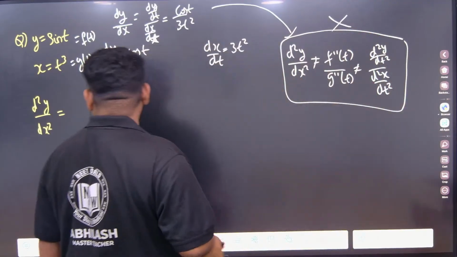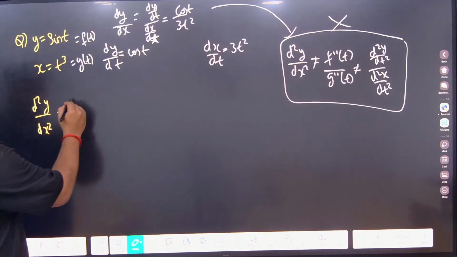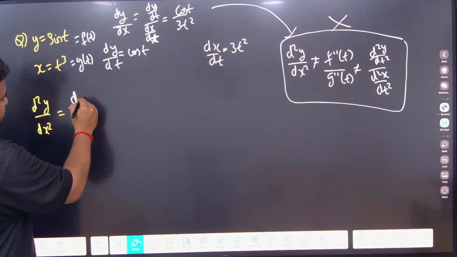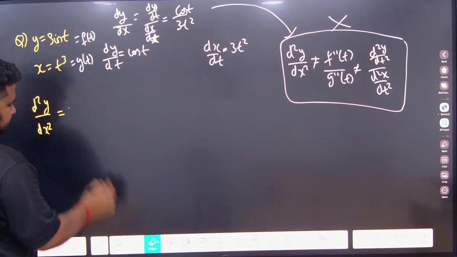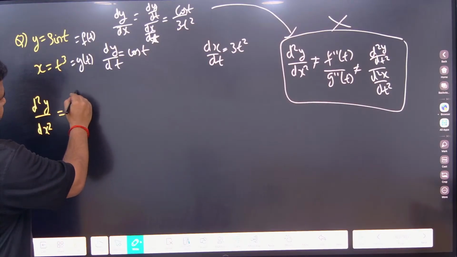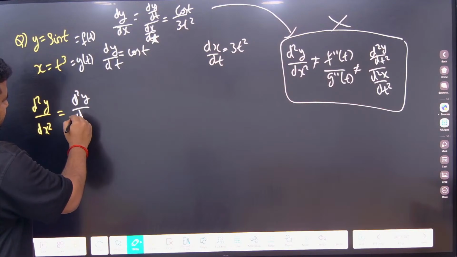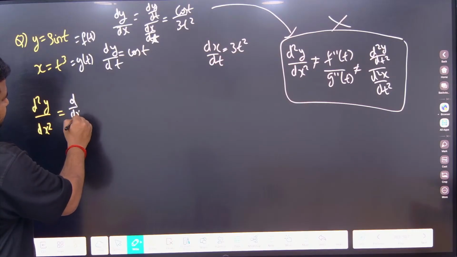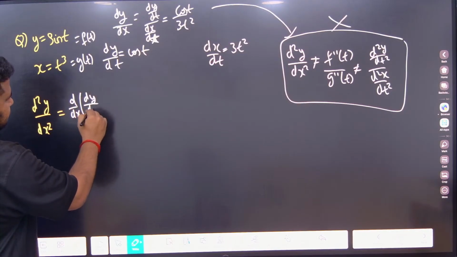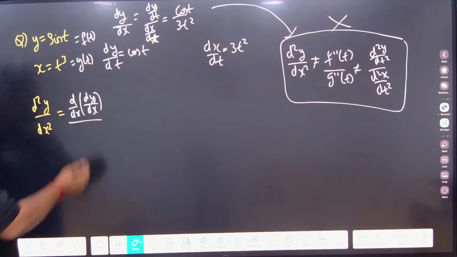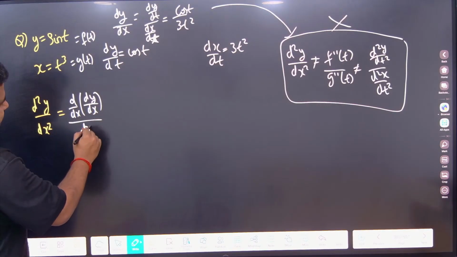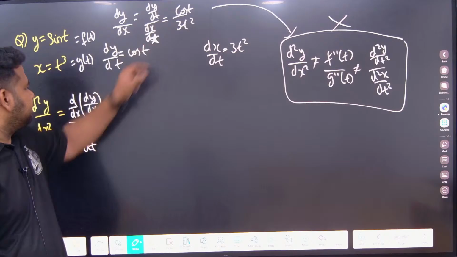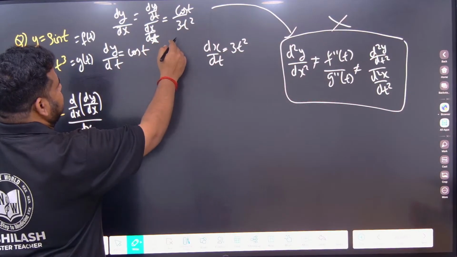But what is the way forward? D square y by dx square means you will do d by dx of dy by dx. You will divide this function by dx by dt. So first, whatever you got, cos t by 3t square, you will differentiate this again.